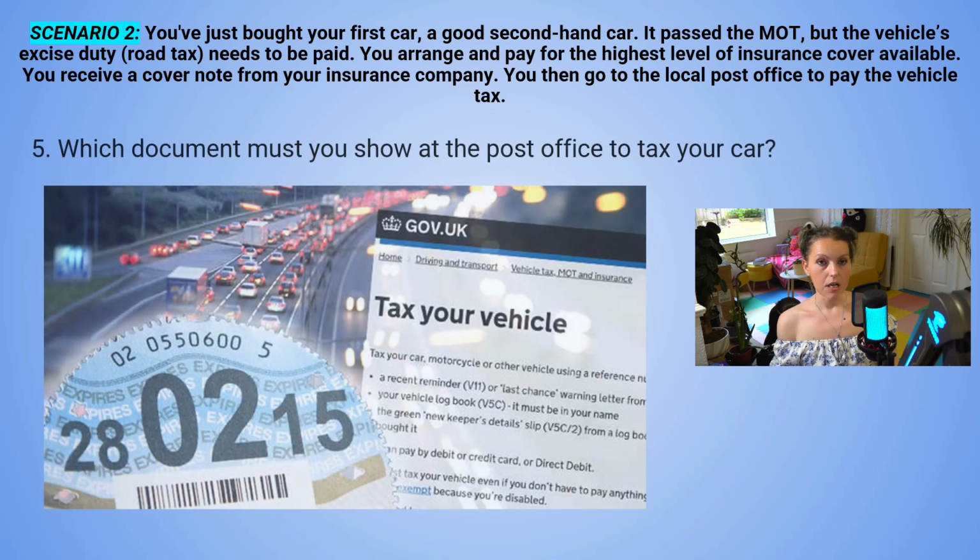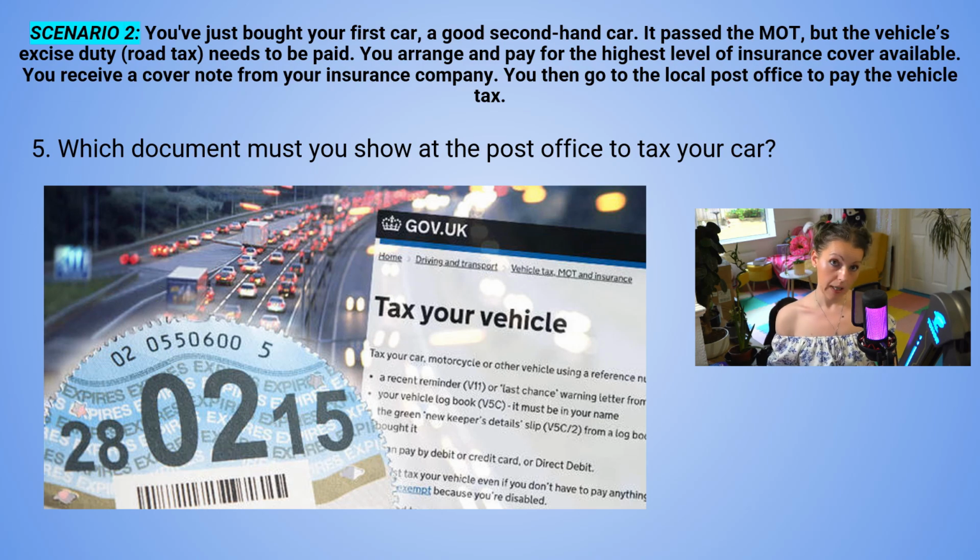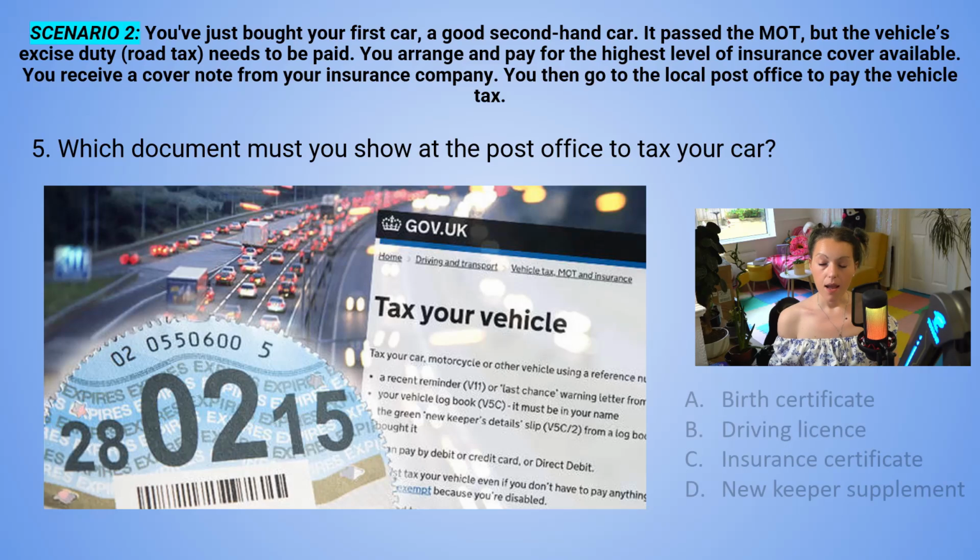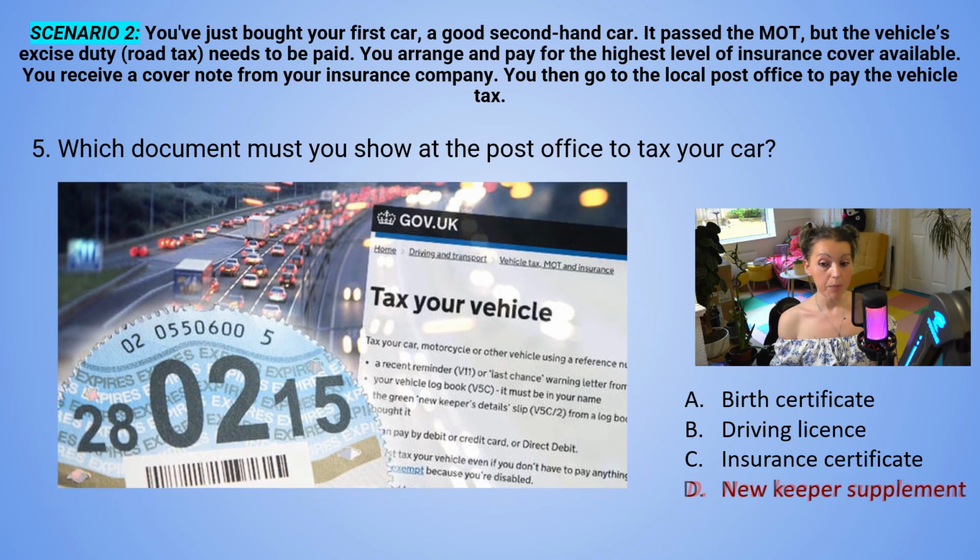Which document must you show at the post office to tax your car? So remember, you bought the car, you got the insurance, the car passed the MOT, but you need to pay the road tax. So what documents do you need to show the post office to be able to pay the tax for your car? A. Birth certificate. B. Driving license. C. Insurance certificate. Or D. New keeper supplement. And the correct answer is D. New keeper supplement.